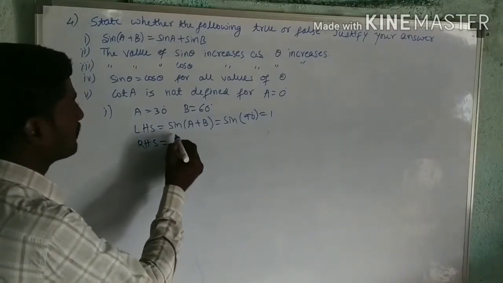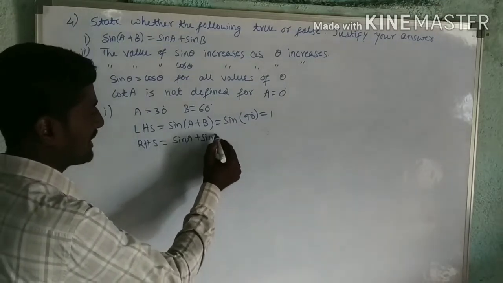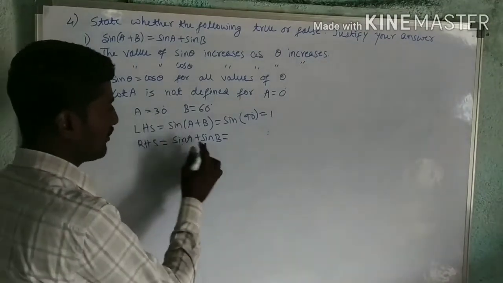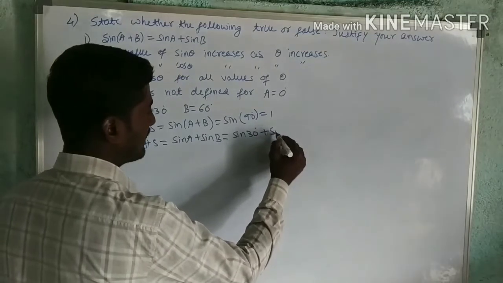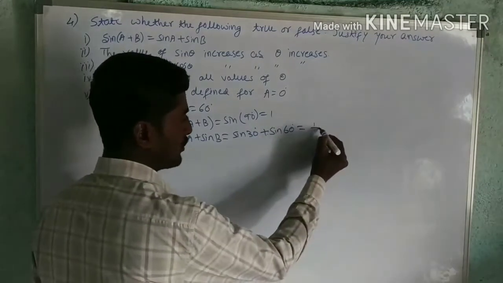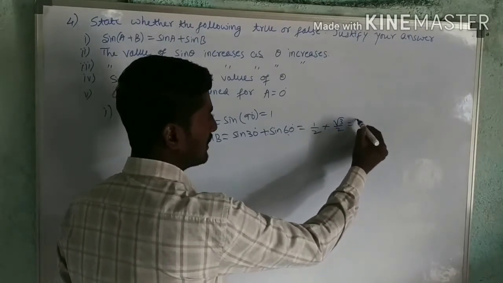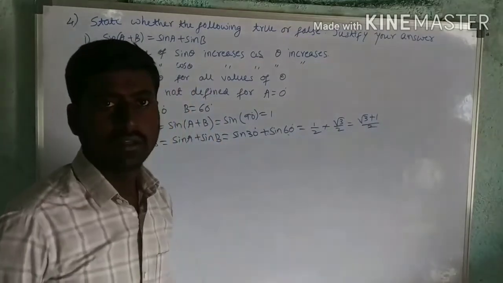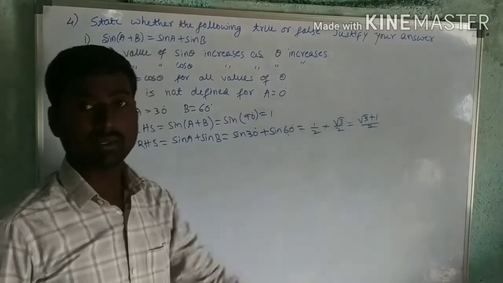Now we'll go for RHS. RHS is equal to sin a plus sin b. Let us substitute the values of a and b. A value is 30, so sin 30 degrees plus sin 60 degrees is equal to 1 by 2 plus root 3 divided by 2. Here I am getting root 3 plus 1 divided by 2.